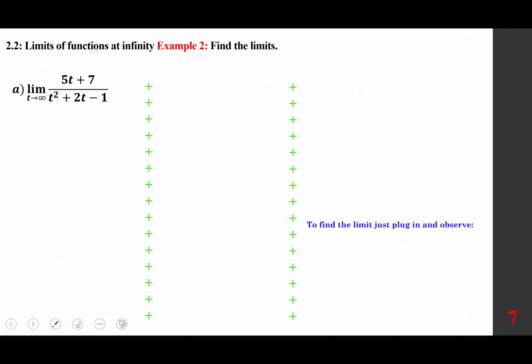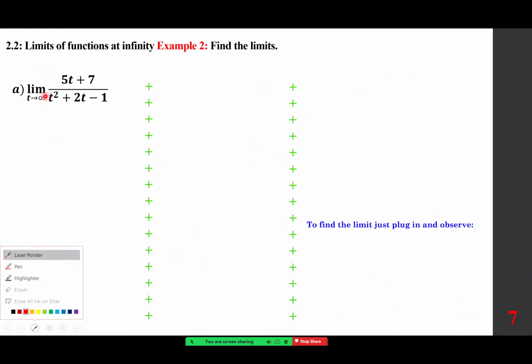All right, because if you plug in, you get infinity over infinity, but because t is approaching infinity and you want to find the limit of a rational expression, you divide by the highest degree term in the denominator, which is t squared. So this is going to infinity over infinity.